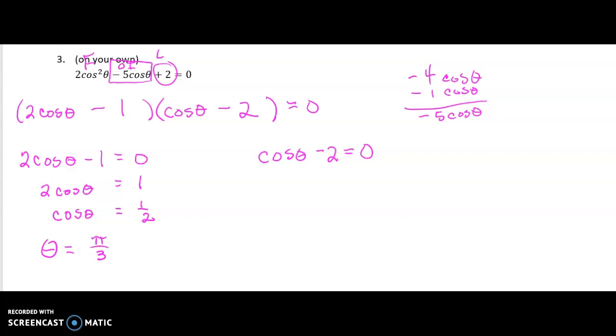And the other angle would be 300, which does not lie in the interval, so we will not write that one. Add 2, cosine theta equals 2. There is no angle that has a cosine value of 2. No angle has a cosine value of 2. So this one is just a scratch.